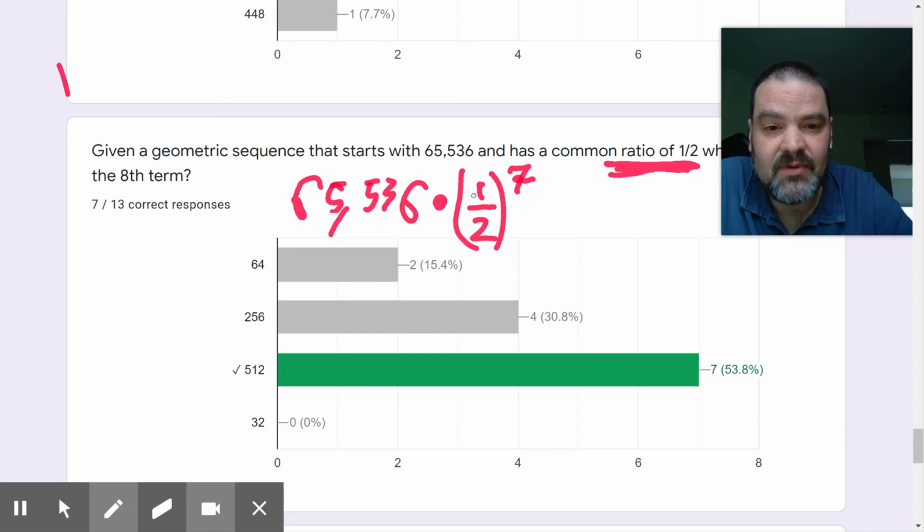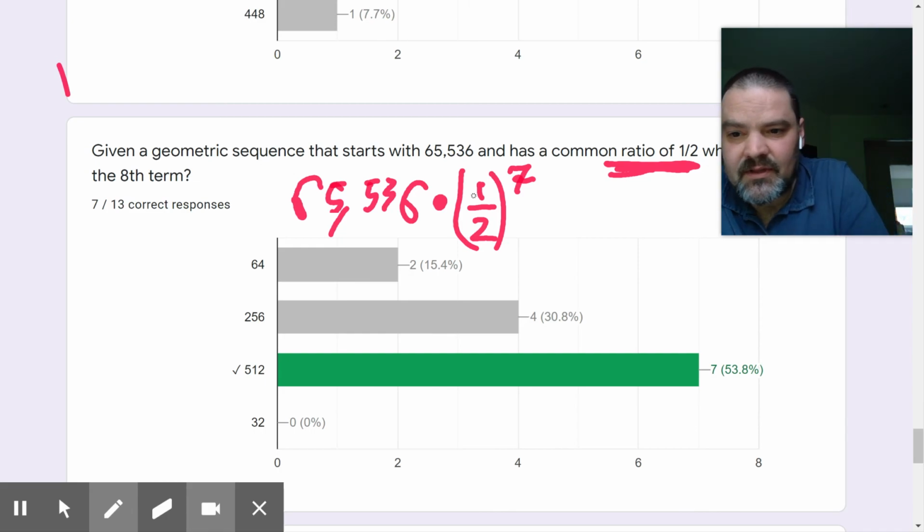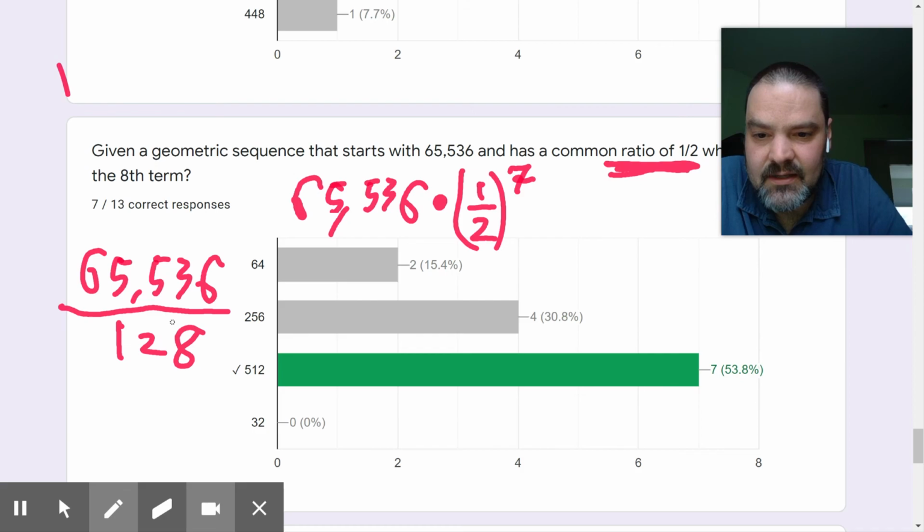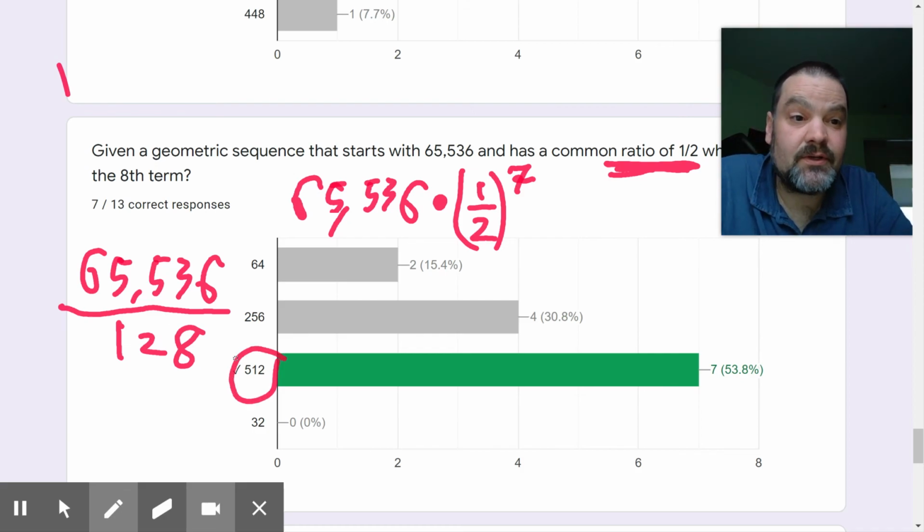And it's going to be something like 65,536 divided by 128. And that's going to give you 512. So that's how that works. Hopefully that helps. That's what I'm asking you to do on the retake.